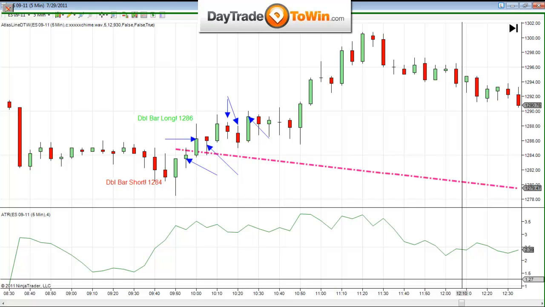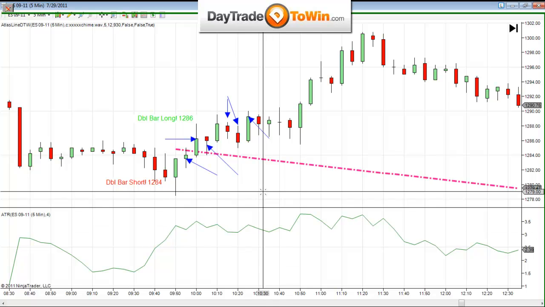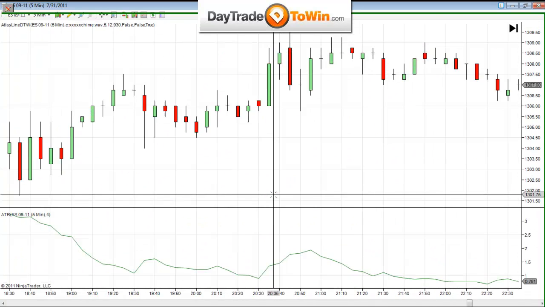Not everybody uses the Atlas line and just follows these signals. They're using it with their own methods. They have their own way of trading, and they use the Atlas line as a guide. Go long and stay long, scalp long, as long as it's above the Atlas line, and vice versa when it's below. That alone will save you from taking trades that are unnecessary.